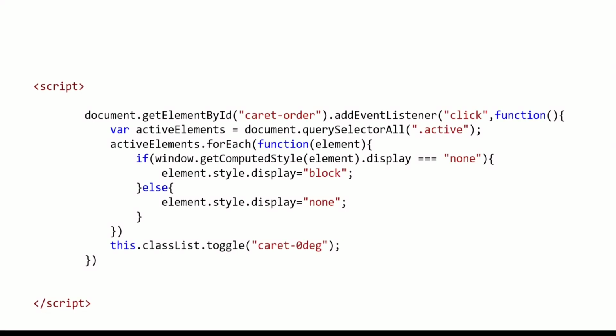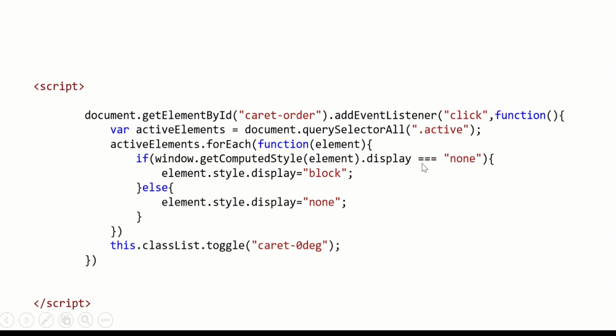This line retrieves the HTML element with the ID caret order using document get element by ID. It then attaches the event listener for the click event using an add event listener. When the click event occurs on the element with the ID caret order, the provided function will execute. Window dot get computed style displays the computed style of the submenu item.